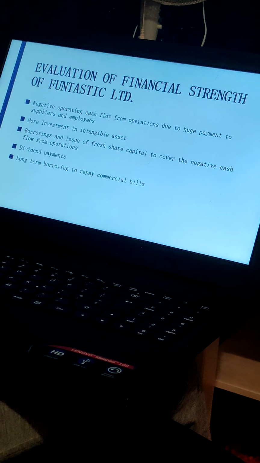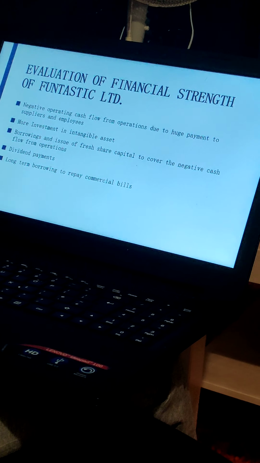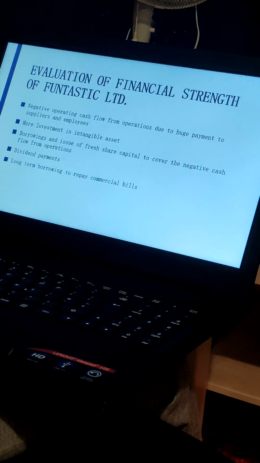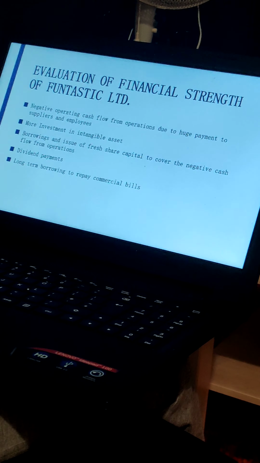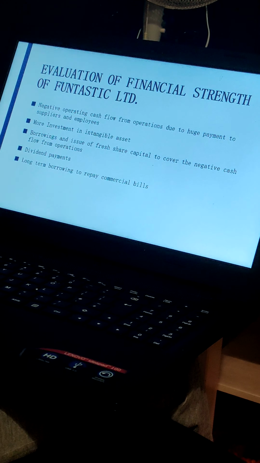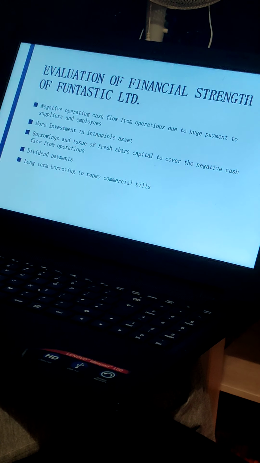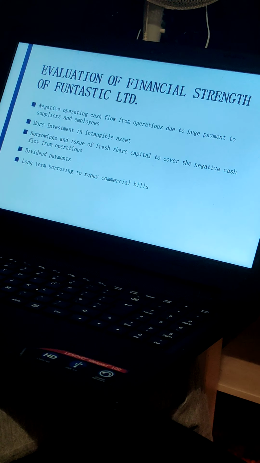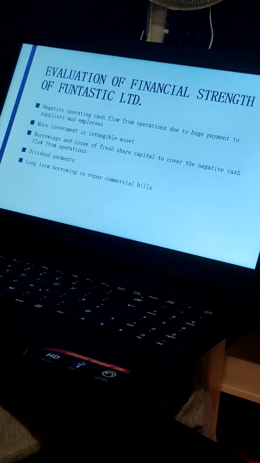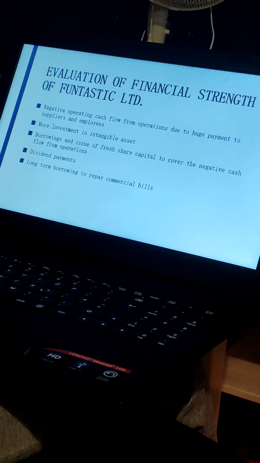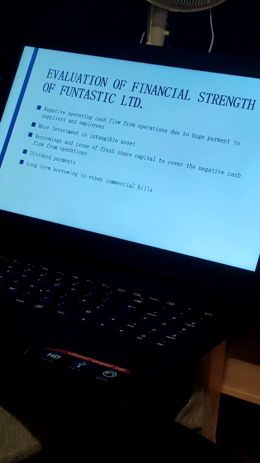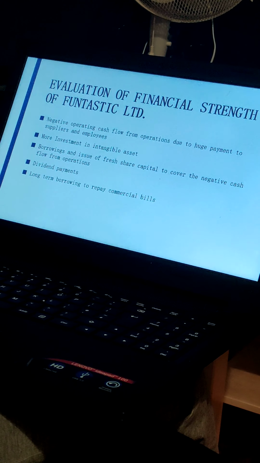Now let's go to the third company, that was Fantastic Limited. The evaluation of financial strength for Fantastic Limited is as follows. Negative cash flows from operations due to huge payments to suppliers and employees. They have more investment in intangible assets. The borrowing and issue of fresh share capital to cover the negative cash flow from operations was high. They have dividend payments too. They have long-term borrowing to repay commercial bills.